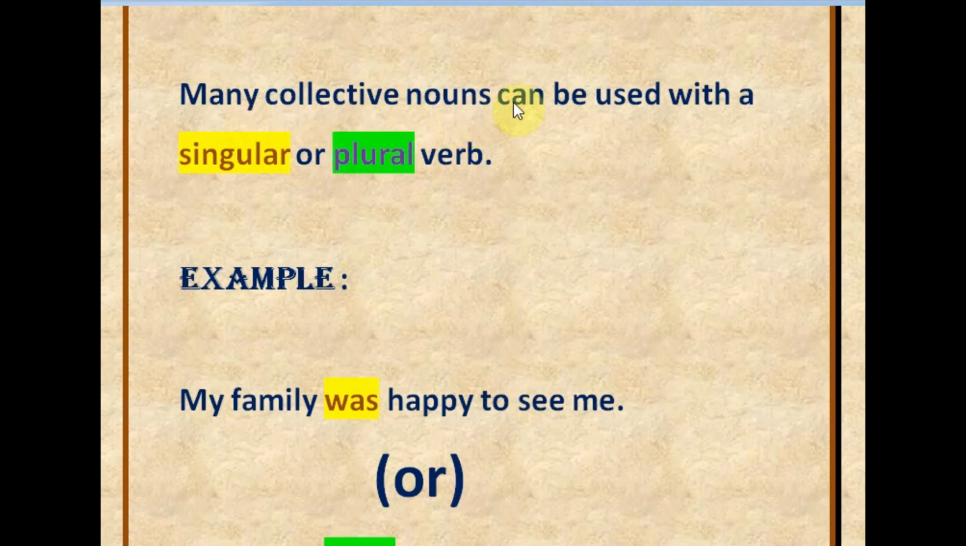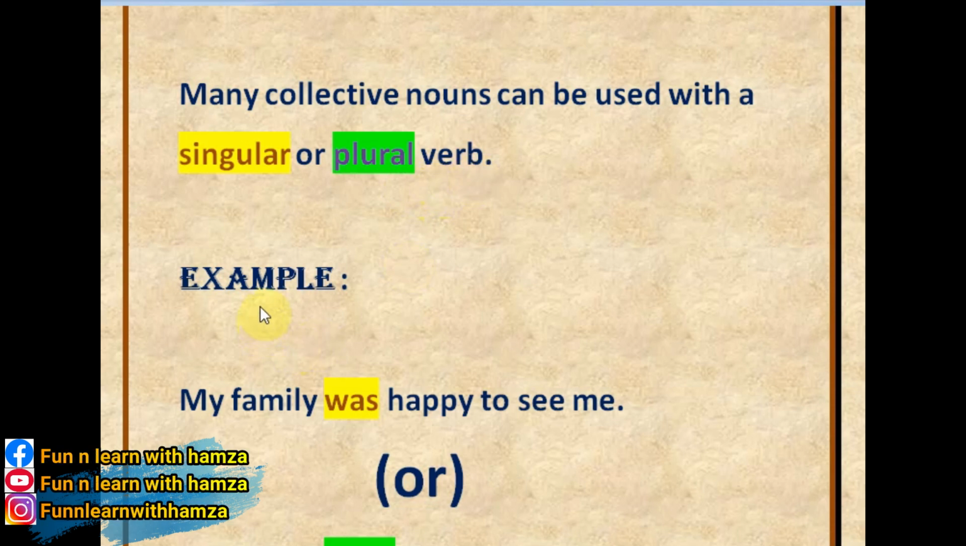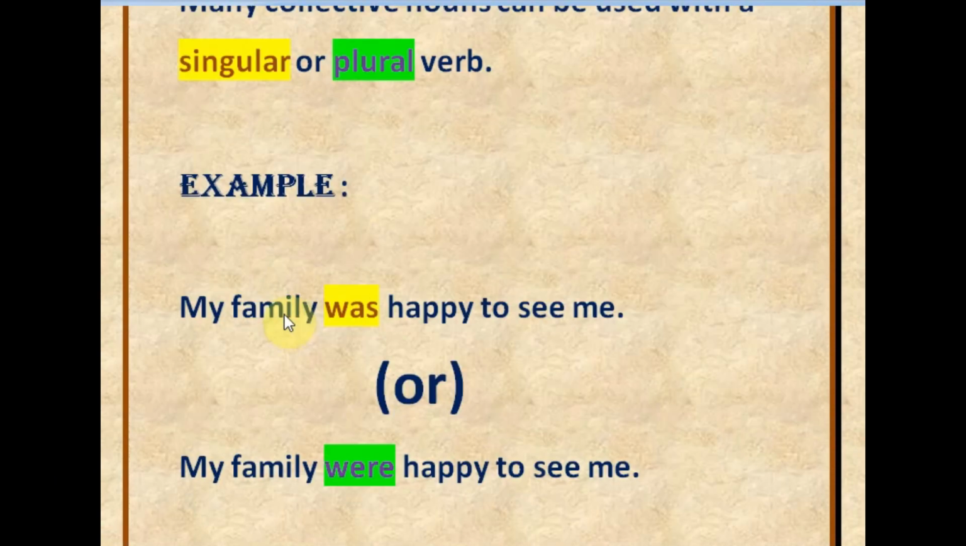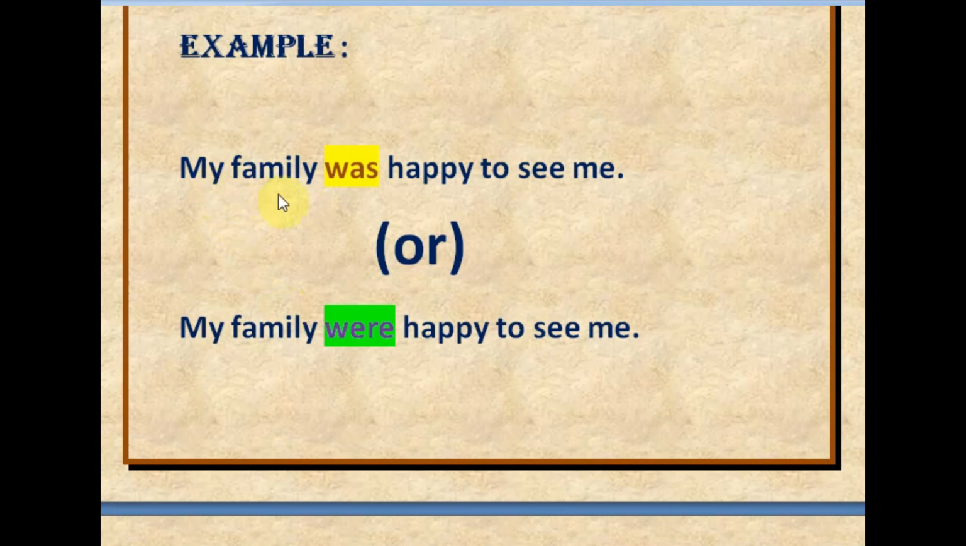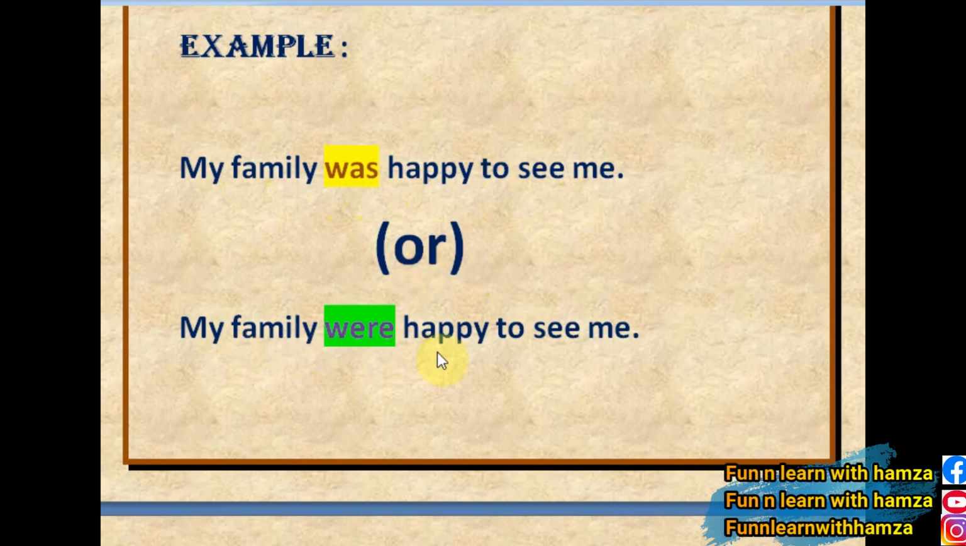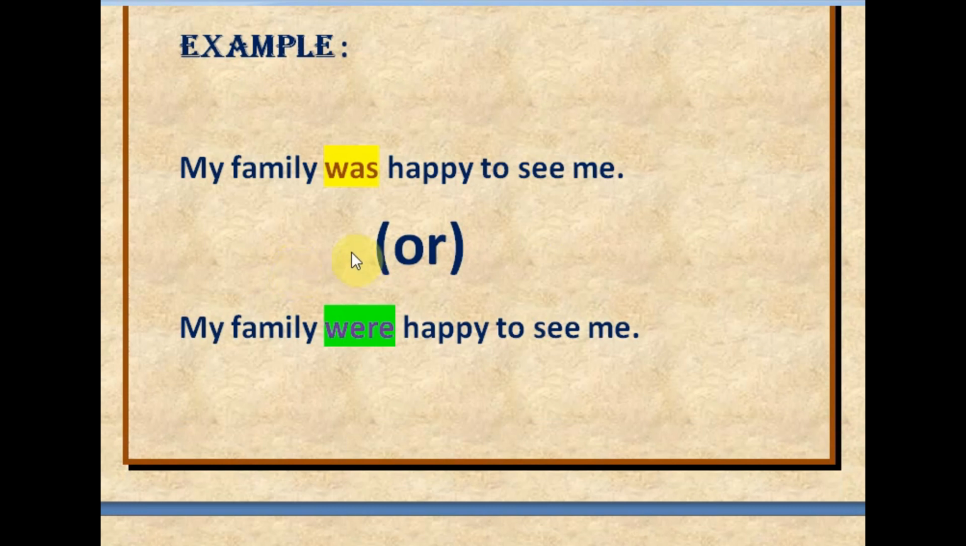Now many collective nouns can be used with a singular verb, that means one, or a plural verb, that means more than one. For example, my family. Now family is a collective noun used for a group of people. You can use a singular verb with it, was. My family was happy to see me. Or my family were happy to see me. Now you can see that family is a collective noun which can either be used with a singular verb or a plural verb.